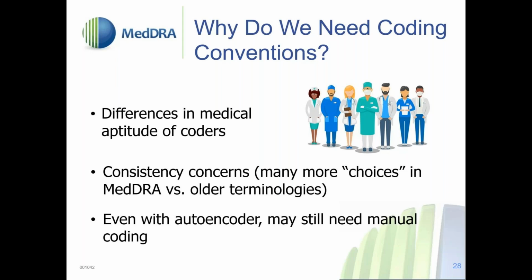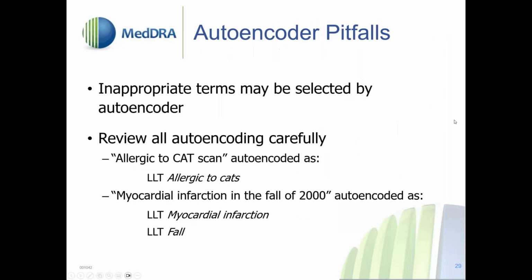And even if you're using an autoencoder tool, manual review in these cases is always advised because the autoencoder does not necessarily approach terms in a medically logical way. So some autoencoders just look for textual matches, of course, depending on the way your autoencoding tool is programmed. But this can lead to some obvious errors. So for example, allergic to CAT scan, in a particular autoencoder was coded to allergic to cats just because of the textual order of the alphabets. Myocardial infarction in the fall of 2000 was autoencoded to MI and fall rather than the season.